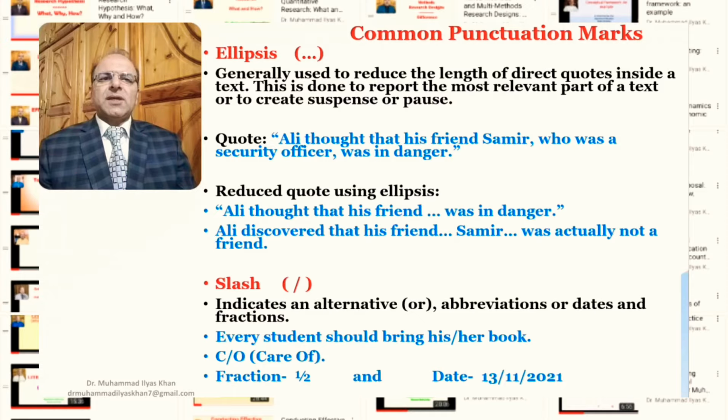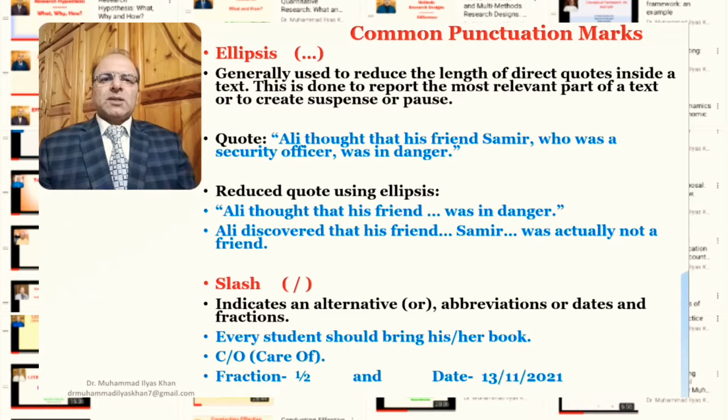In some cases, if you are quoting from somewhere where the end of the sentence comes, in that case you might also use a 4th dot here. And also the ellipsis is used to create suspense or pause. For example, Ali discovered that his friend, suspense or pause, Samir, then suspense or pause, was actually not a friend.